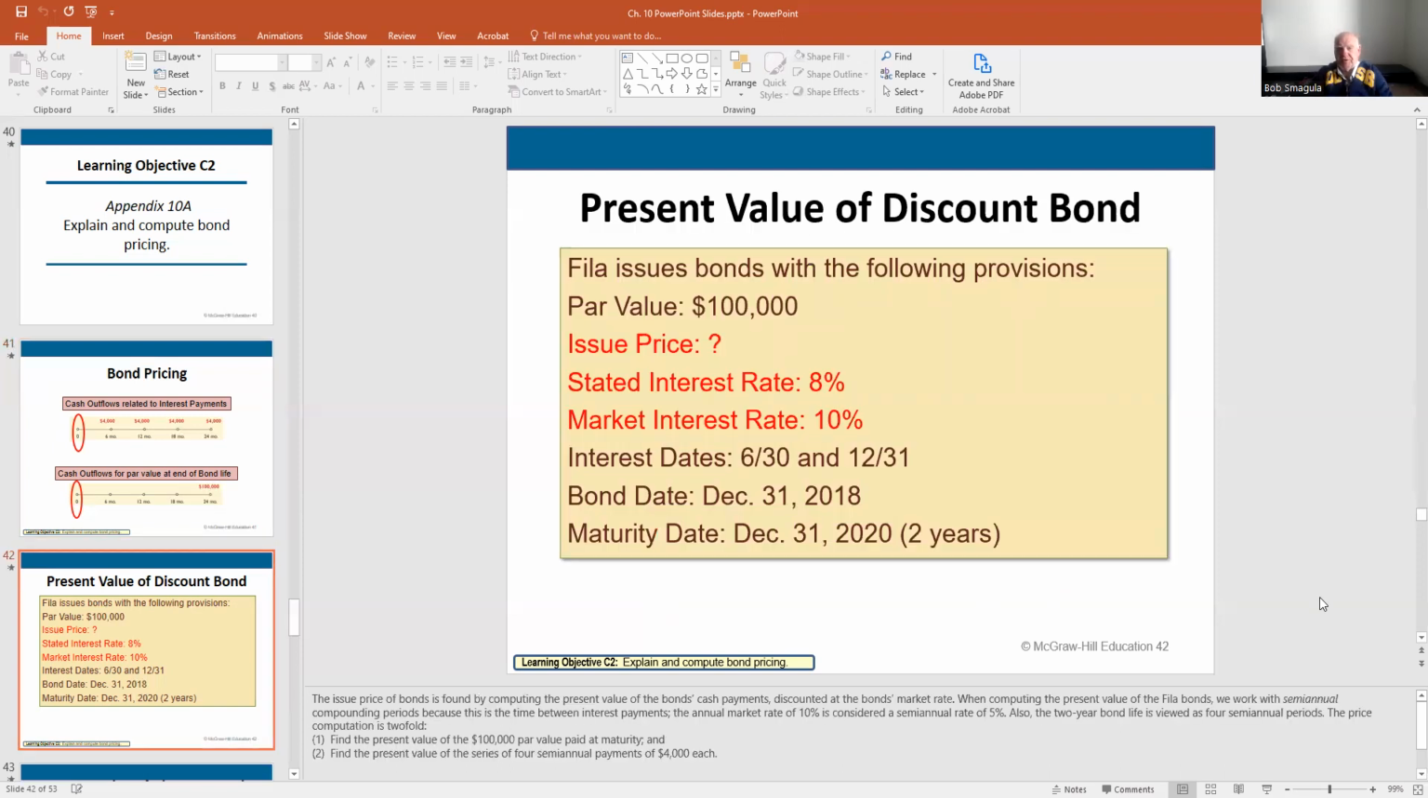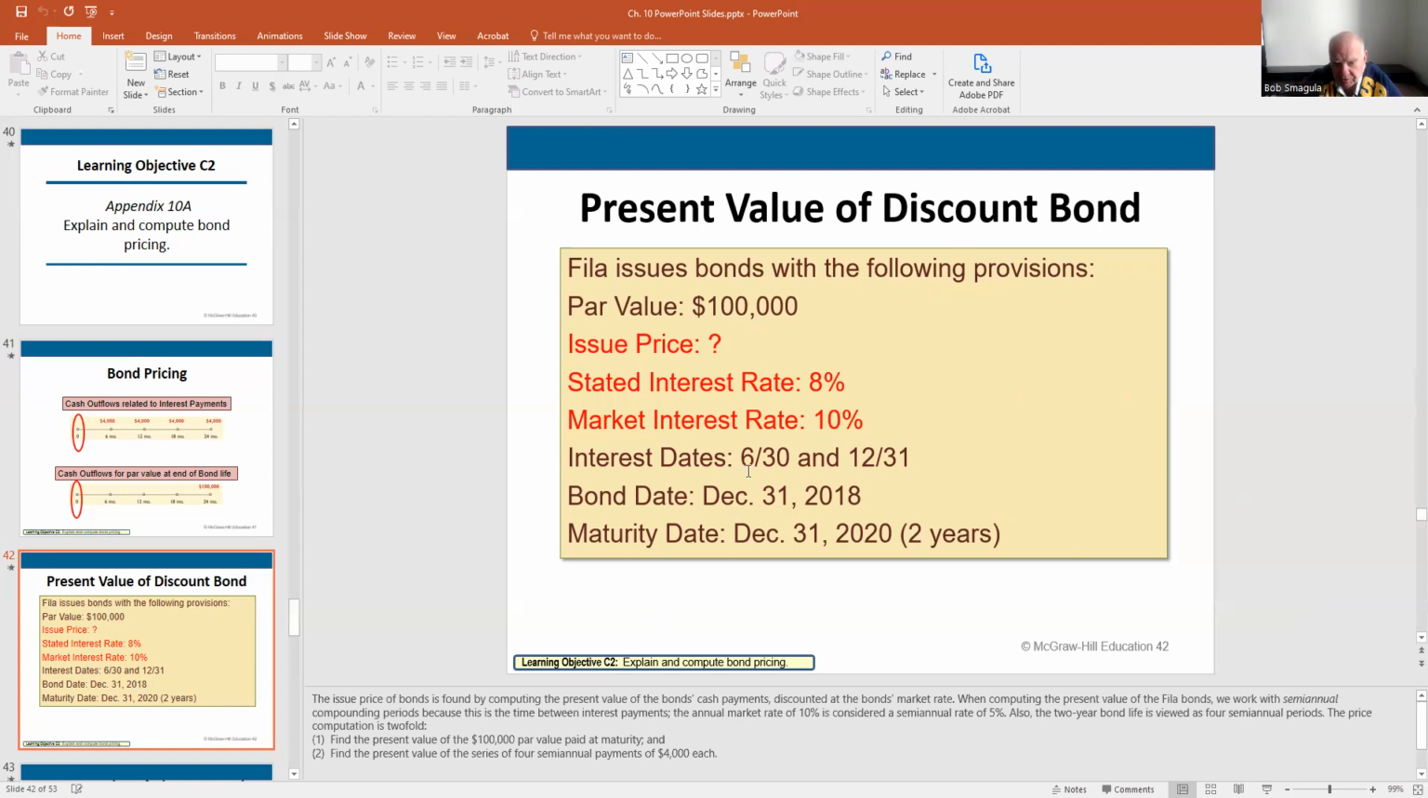Present value of a discounted bond. Here we go. Now we're getting something interesting, huh? Par value, $100,000. That's how much we want to borrow. We're willing to pay 8%, but the market is paying 10%. So my question to you is, is that bond going to sell at a discount or a premium? It's going to sell at a discount because no one is going to lend money to us for 8% when they can collect 10% from the market.